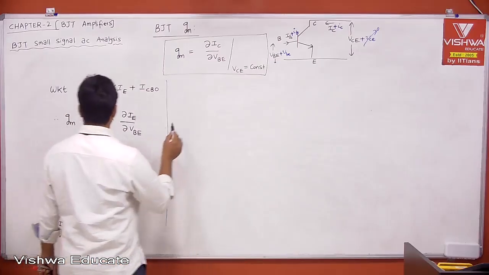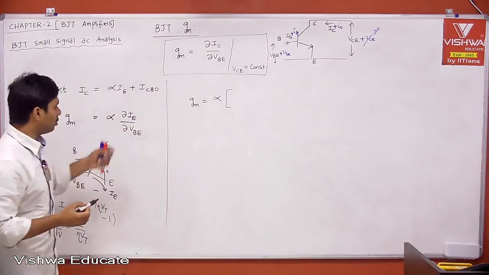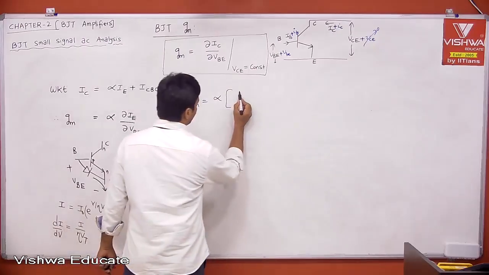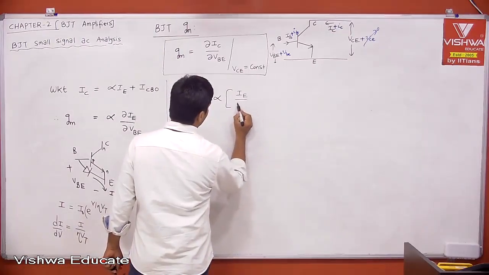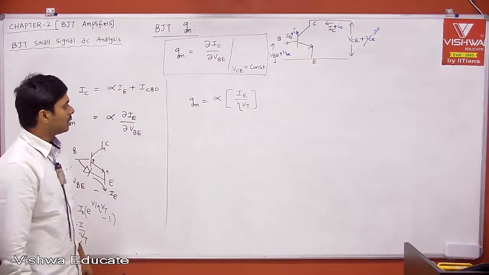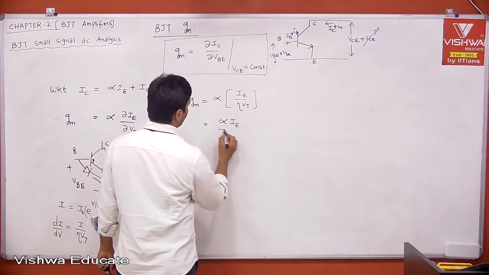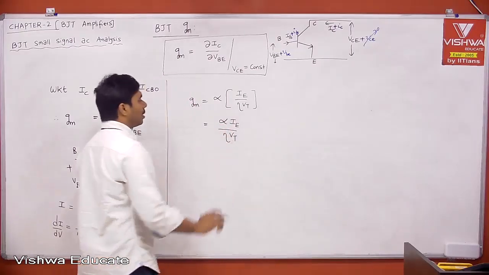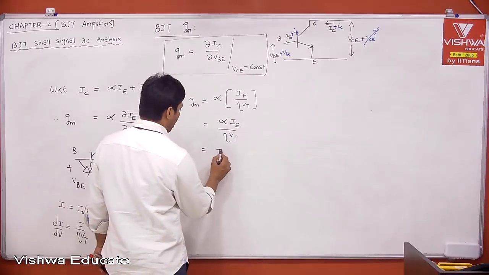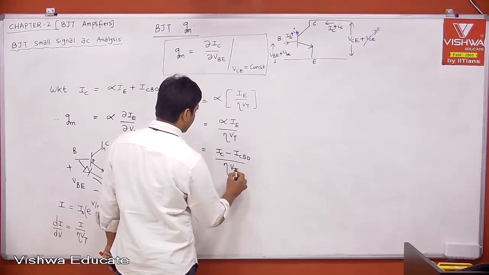Therefore, what is our GM? GM is equal to alpha into dou IE by dou VBE, which is nothing but dI by dV for your PN junction diode, which is IE divided by eta Vt. Right? Therefore, this is nothing but alpha into IE divided by eta Vt. What is alpha into IE? IC is equal to alpha into IE plus ICBO. Therefore, this is nothing but IC minus ICBO divided by eta into Vt.